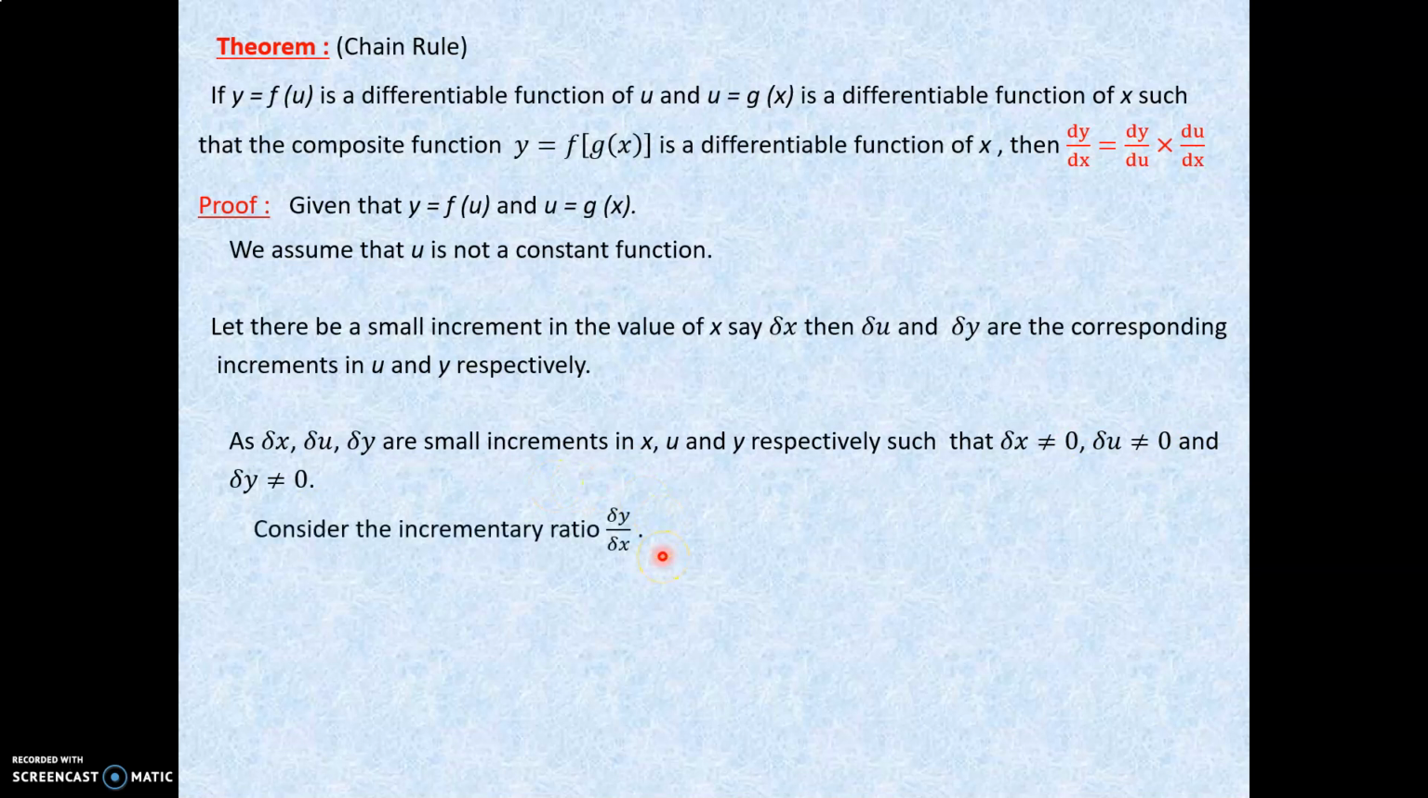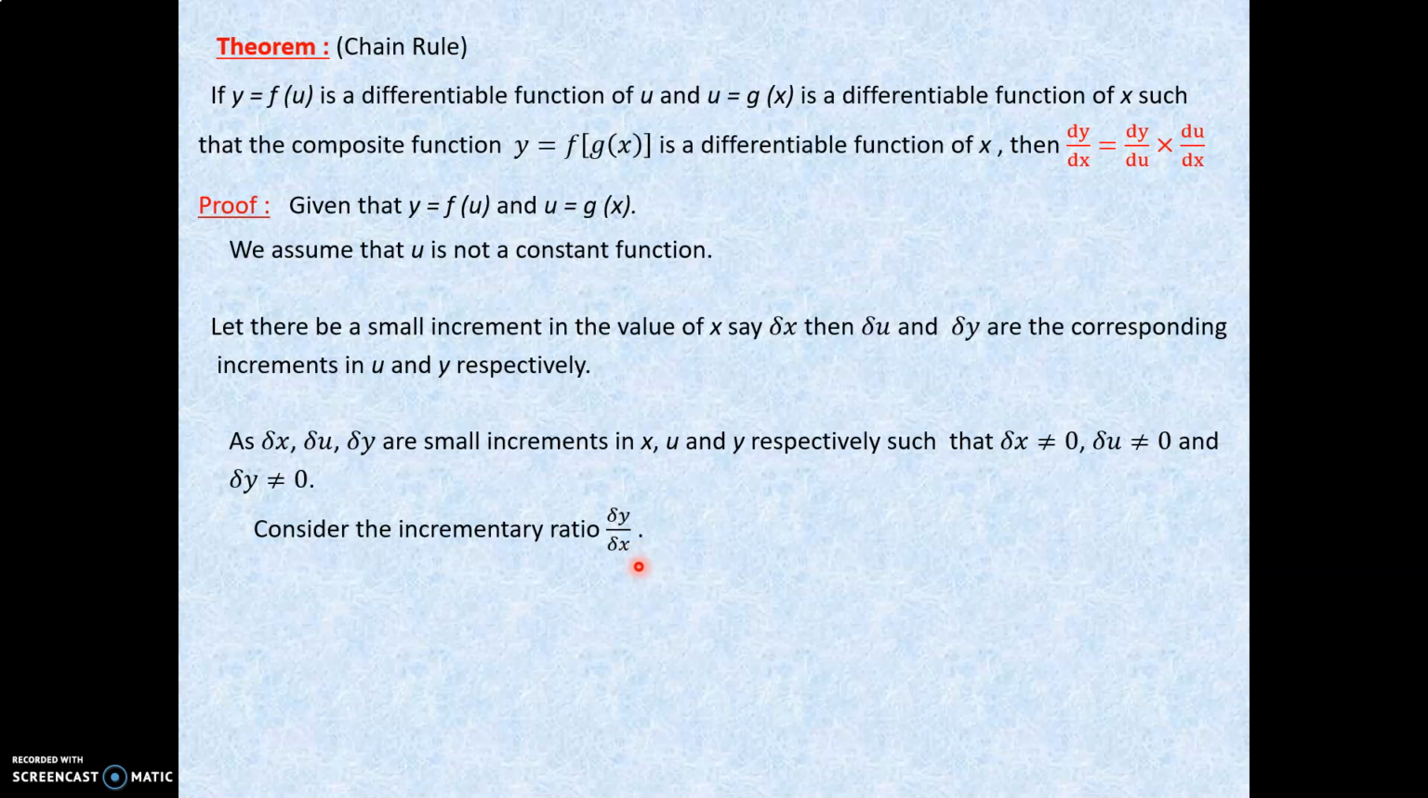Now we have to start this theorem where we will assume these things. But remember, this is the formula, you have to prove it. So for that we have to take one ratio to start. That's why we are taking delta y upon delta x. As I already told you, the derivative definition is dy upon dx is equal to limit delta x tends to 0, delta y upon delta x.